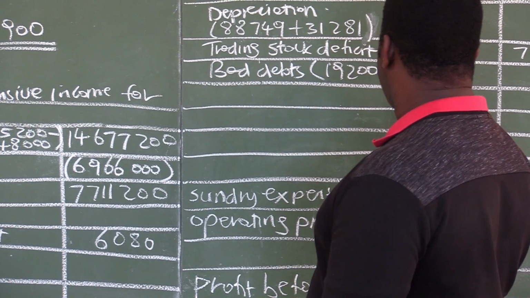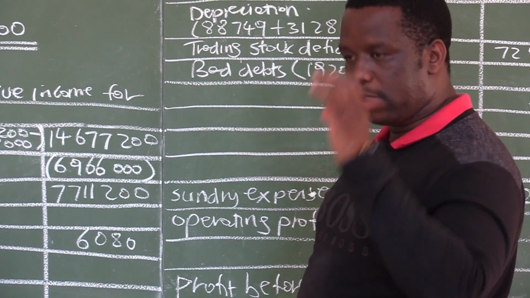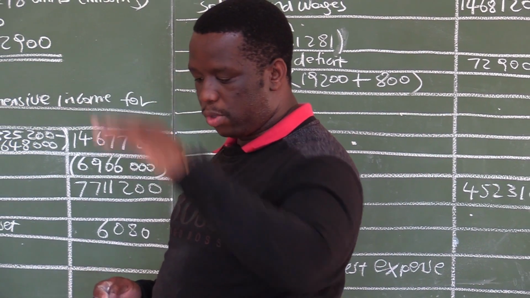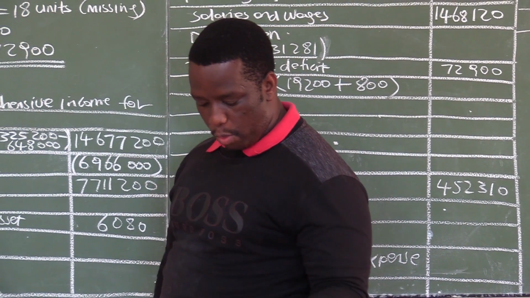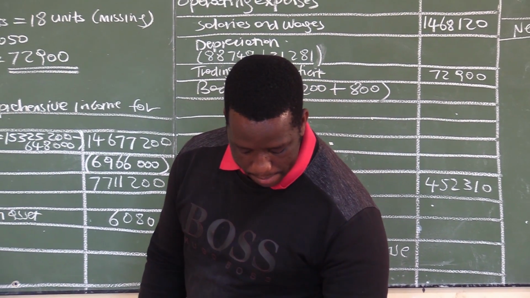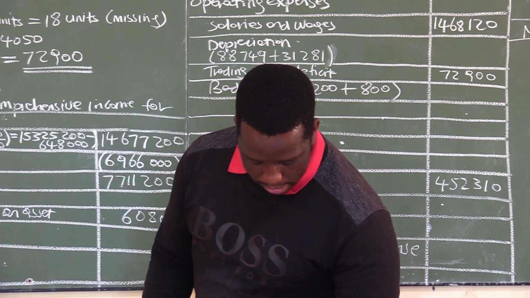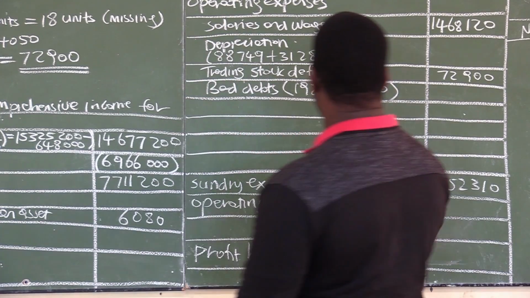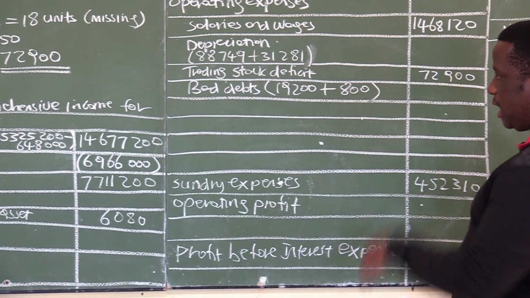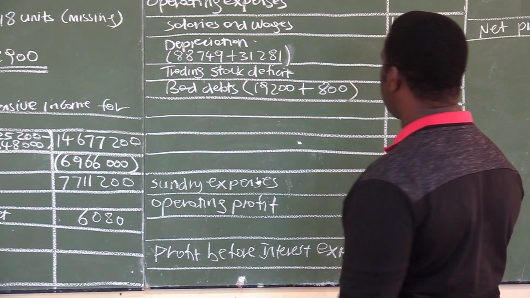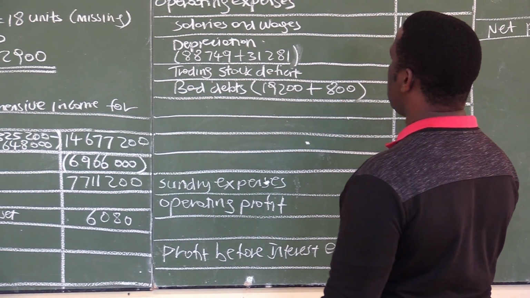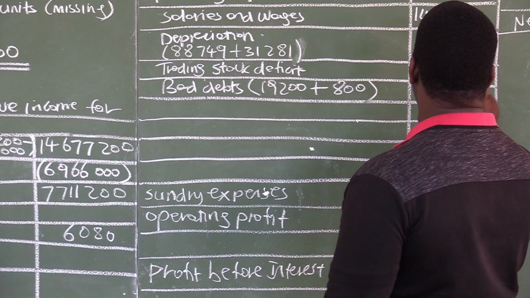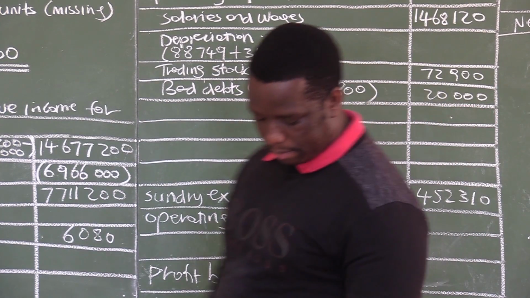But remember, as our bad debts are increasing, our debtors control will decrease. This transaction affects two accounts: minus debtors control and plus bad debts. So note with your lead pencil next to debtors control that debtors control will have to decrease by 800. But here in the income statement, what is affected is bad debts, which will increase by 800. 19,200 plus 800 will give us 20,000.